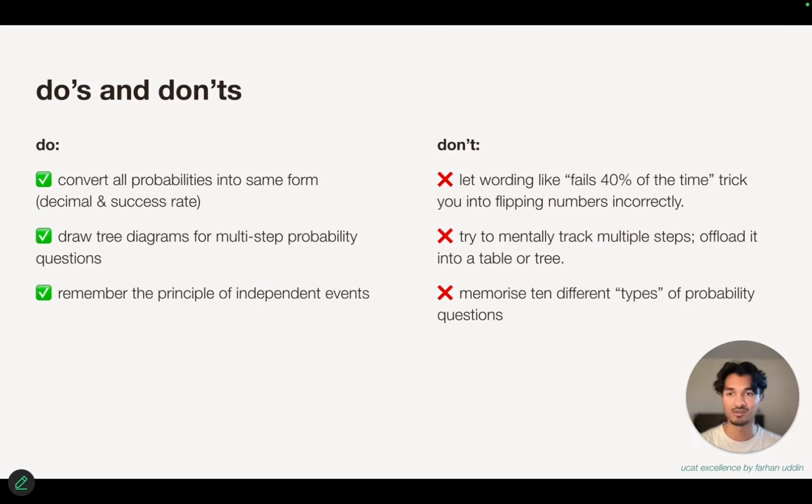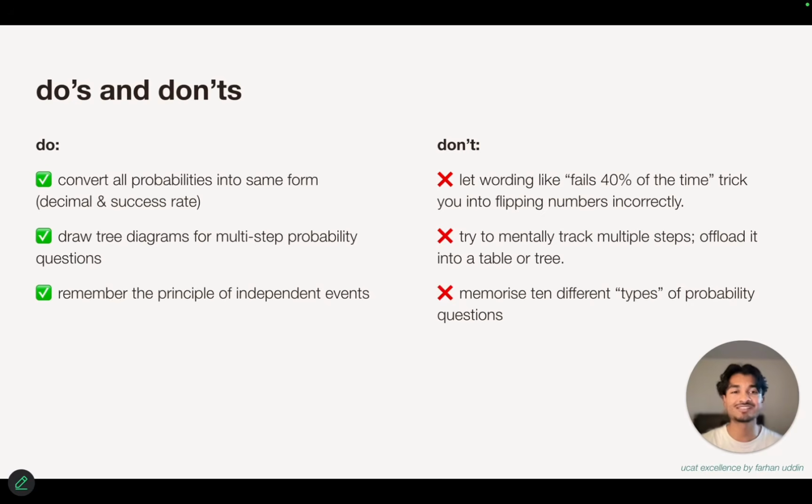So here are your do's and don'ts. Do convert all probabilities into the same form, decimal and success rate. Do draw tree diagrams for multi-step probability questions, and do remember the principle of independent events. You can multiply the events together, or the probabilities of them, to find the probability of them happening at the same time. Don't let wording like fails 40% of the time trick you into flipping numbers incorrectly.